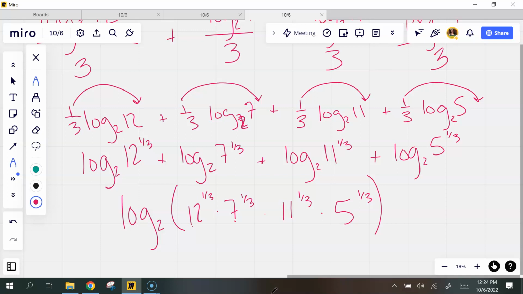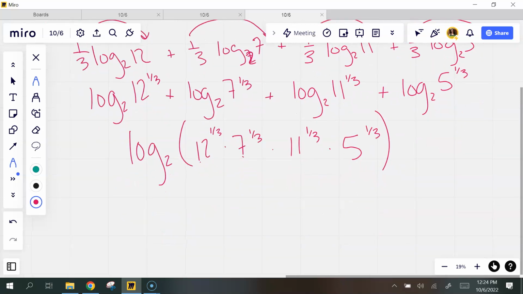You're condensing, so your goal is to get it down to just 1 log. And I don't know what that is. What's 12 times 7 times 11 times 5? Carter? Use the calculator in front of you. 4,620.